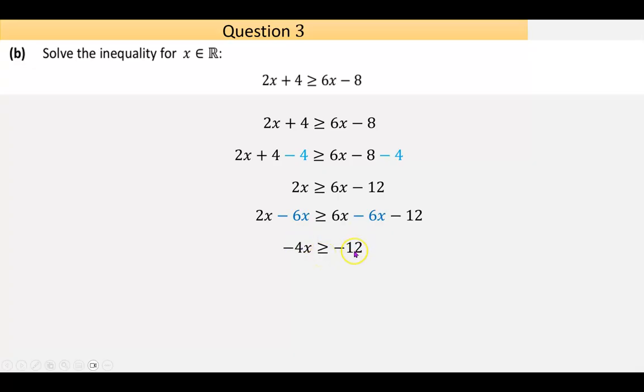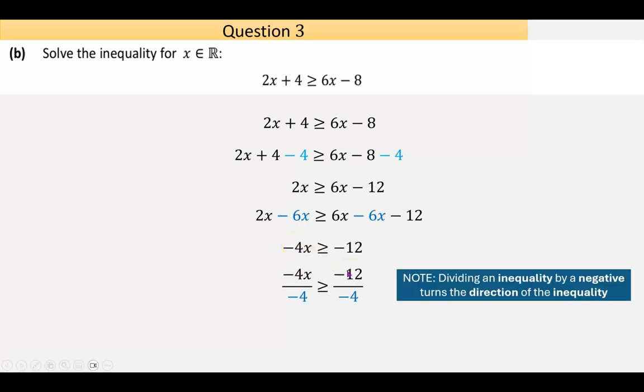Now I could just swap these either side, okay, in order to get rid of the minuses, and then you wouldn't need to swap the inequality. It would end up being 4x is less than or equal to 12, okay? But since I'm doing it the other way, I'm going to divide both sides by -4 because I want to get rid of the -4 in front of the x. So I'm doing the opposite to it.